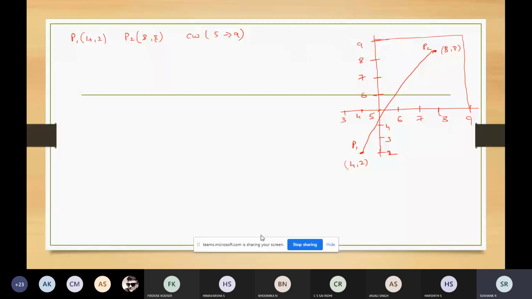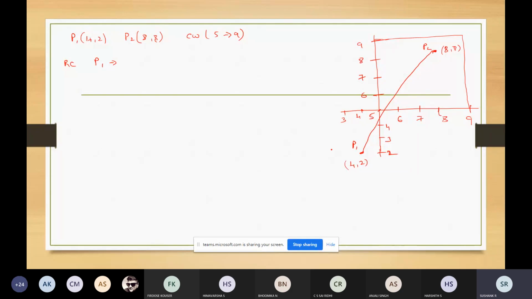The region code for the clipping window will be 0000, and for other cases we will decide based on the location of the points. Now we are given a line starting at 4 comma 2 and ending at 8 comma 8, and the range of the clipping window is 5 to 9. The first step will be to obtain the region code for point P1. I'll write it as RC.